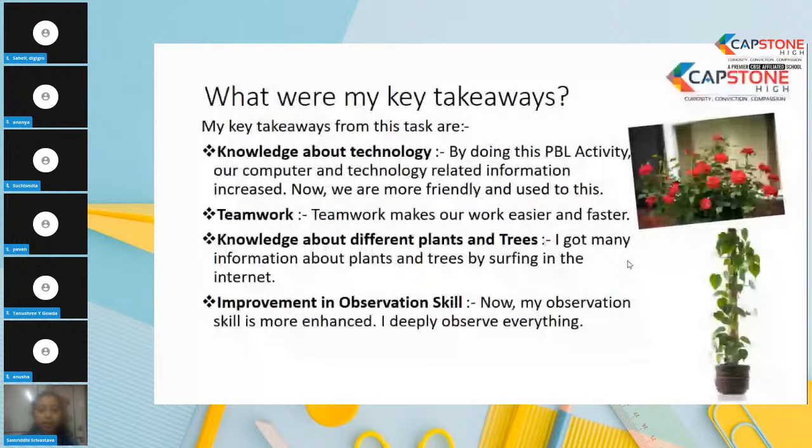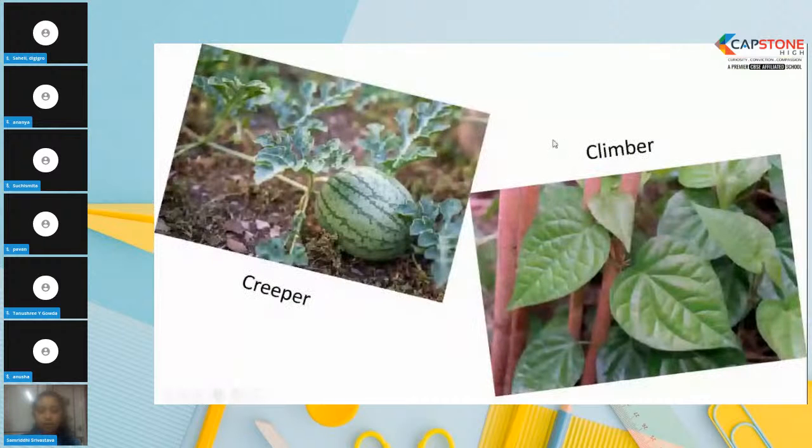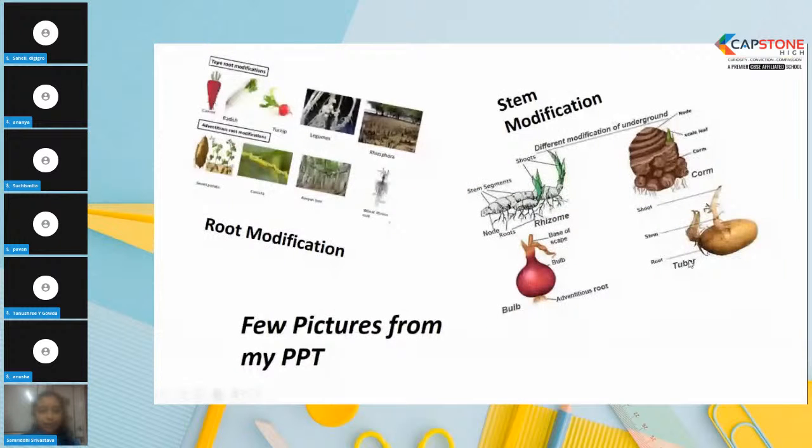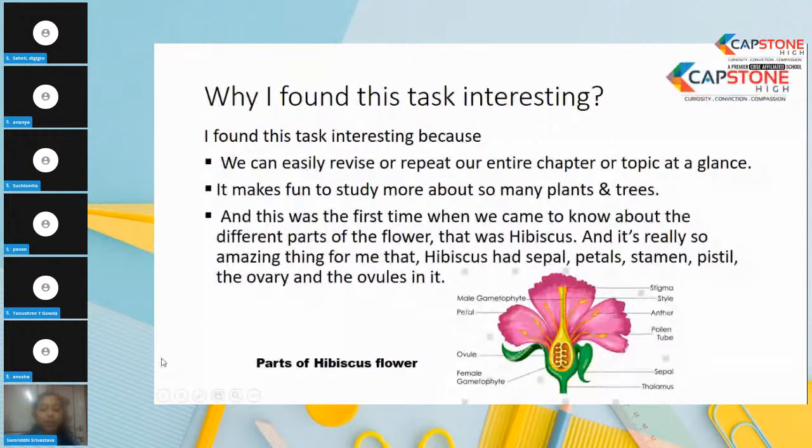What were my key takeaways? My key takeaways from this task are that by doing this PBL activity, my computer and technology related information increased. Now we are more friendly and used to this. Teamwork makes our work easier and faster. I got much information about plants and trees by surfing the internet. Now, my observation skill is more enhanced. I deeply observe everything.